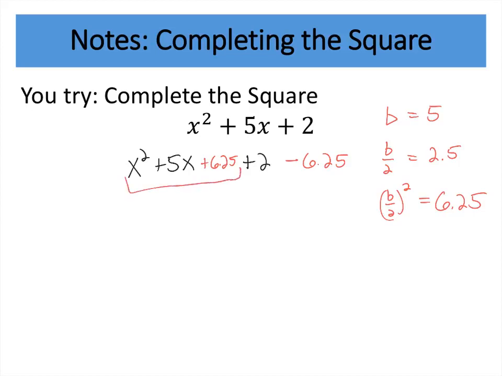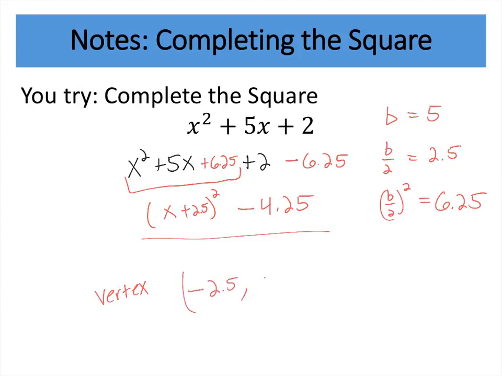This is my perfect square. X plus 2.5 squared, and 2 minus 6.25 is negative 4.25. This is my completed square. The vertex of this equation is negative 2.5 and negative 4.25.